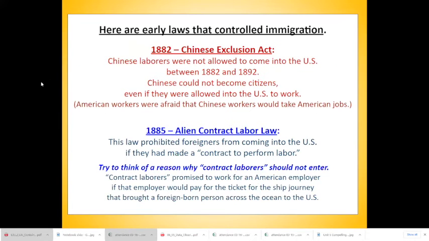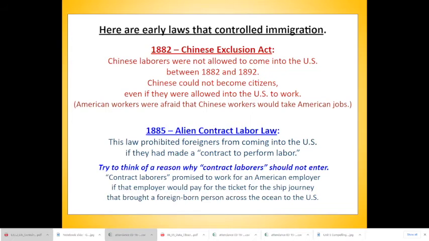So in 1882, we had the Chinese Exclusion Act. So Chinese laborers were not allowed to come into the US between 1882 and 1892. They could not become citizens and they weren't allowed into the US to work. So why was that established? Because American workers were afraid their jobs were going to be taken by the Chinese.